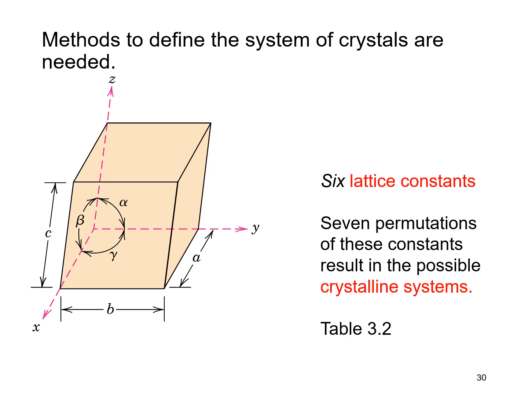There are 7 possible permutations of these constants that result in the possible crystal systems. If you take a look at Table 3.2 in your textbook, you'll see the lattice parameter relationships and the figures that show the different unit cell geometries for the 7 different crystal systems.